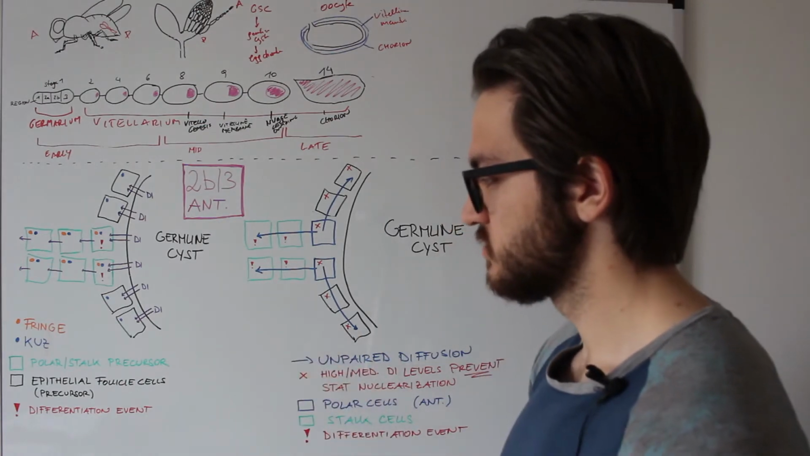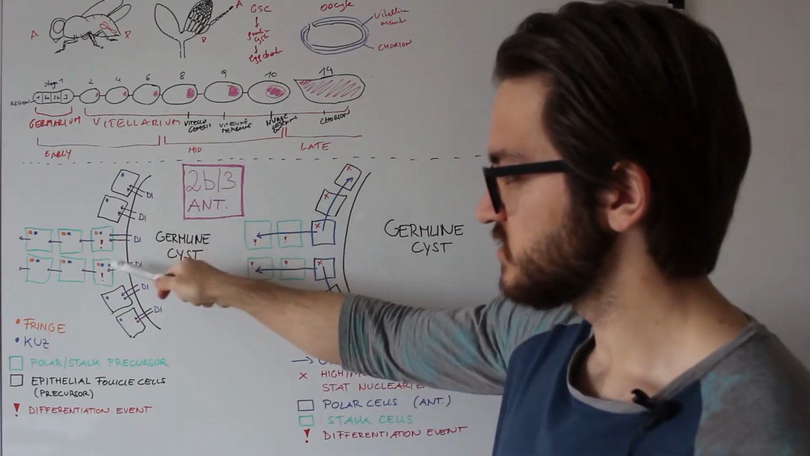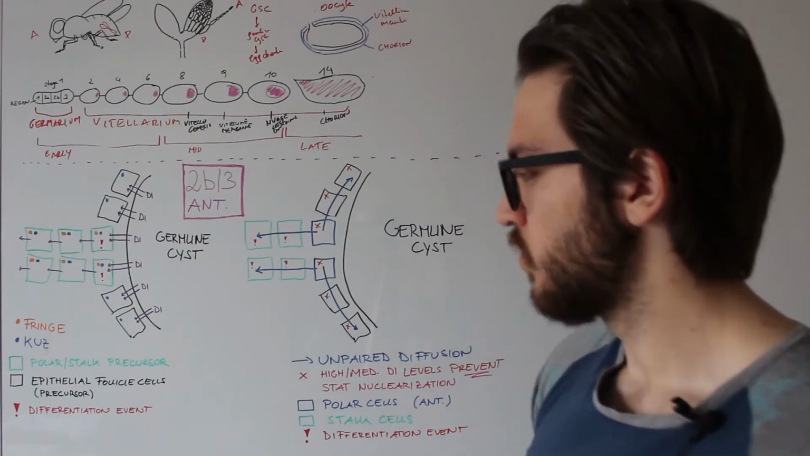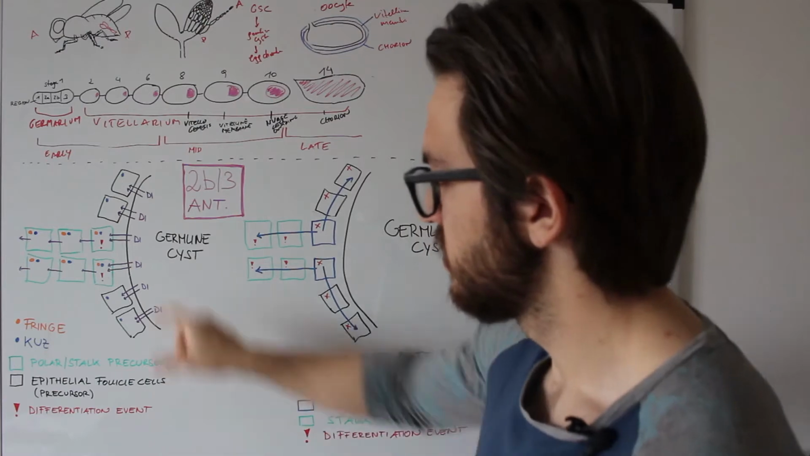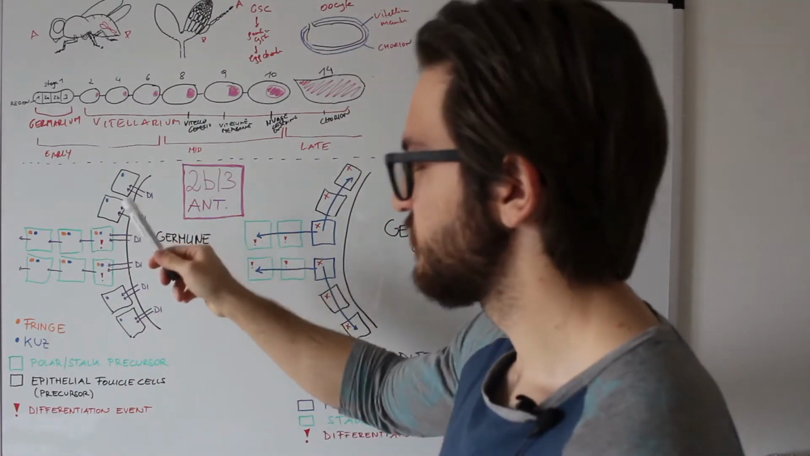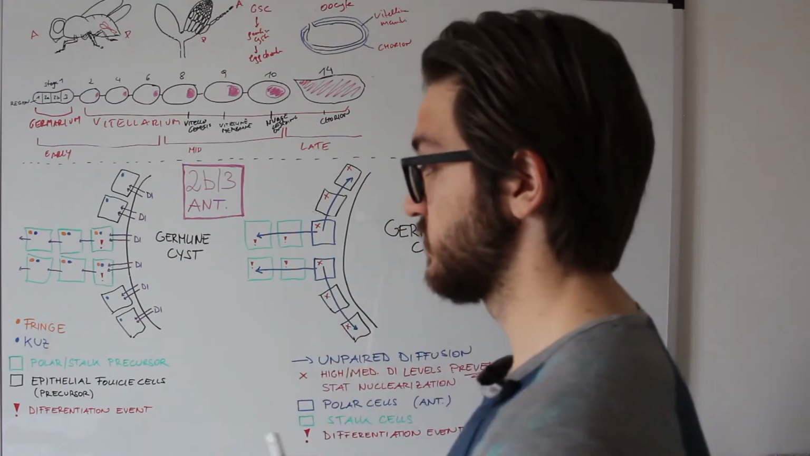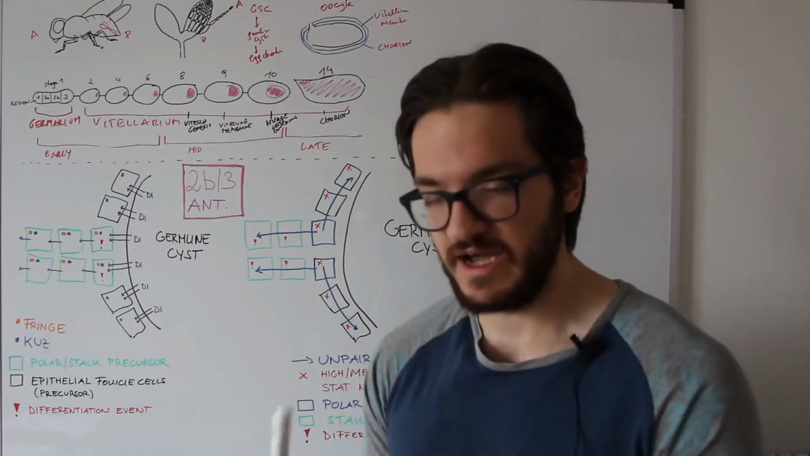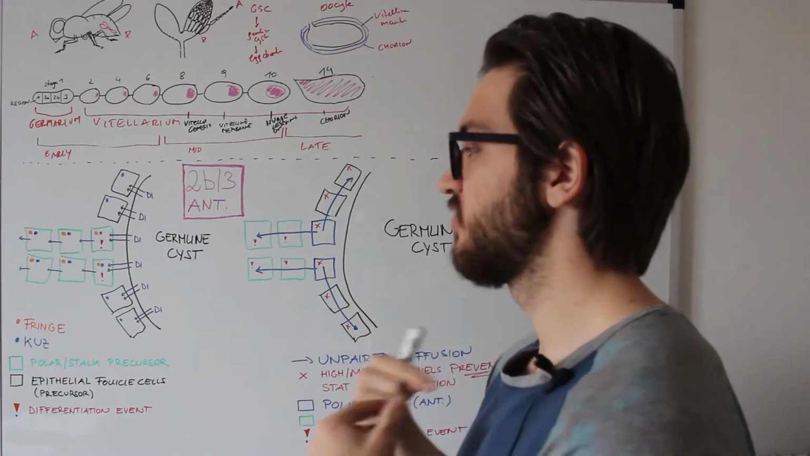Now, the first differentiation event occurs through that. The polar Stalk precursors with high delta notch signaling here will in fact differentiate into polar cells. So these 2, which are in fact 3 to 5, will be anterior polar cells and will differentiate as anterior polar cells. And as we'll see, that is because high delta notch signaling is usually connected to a differentiation event.